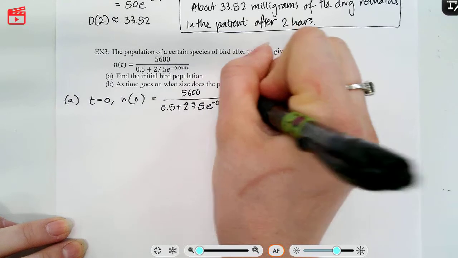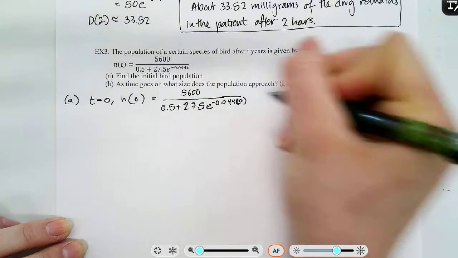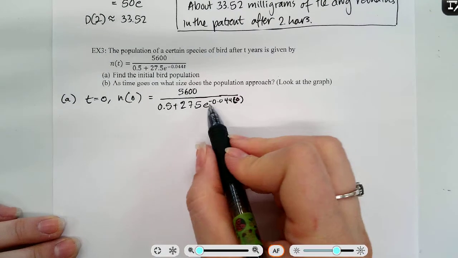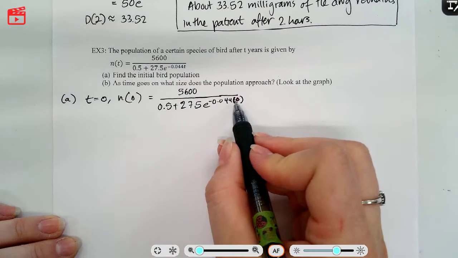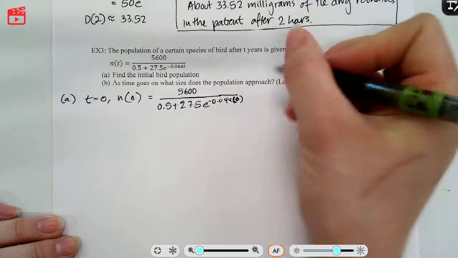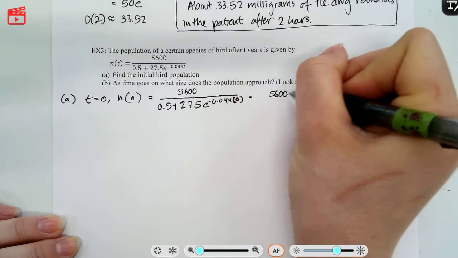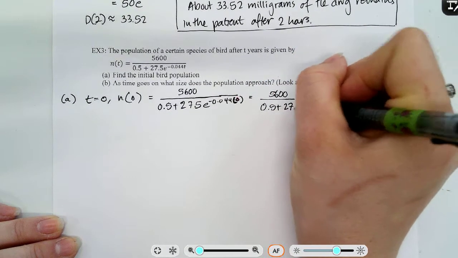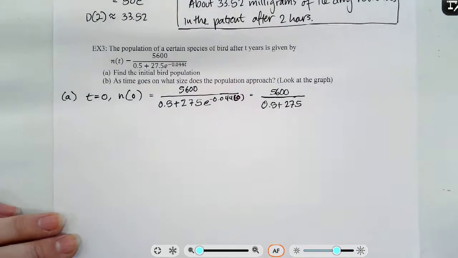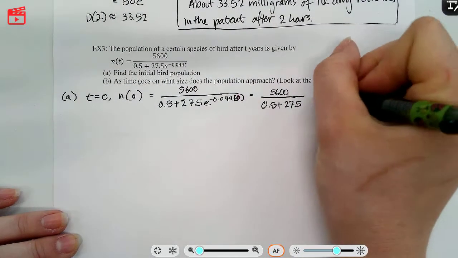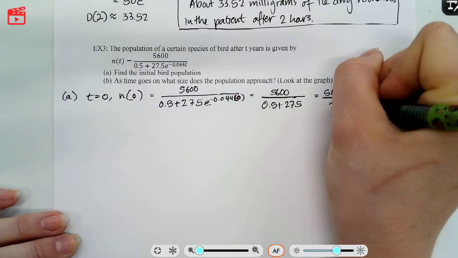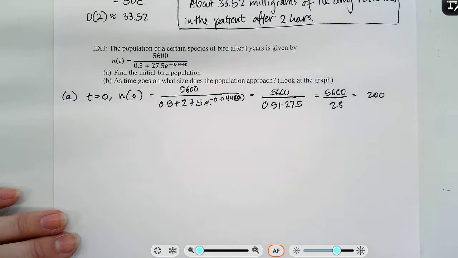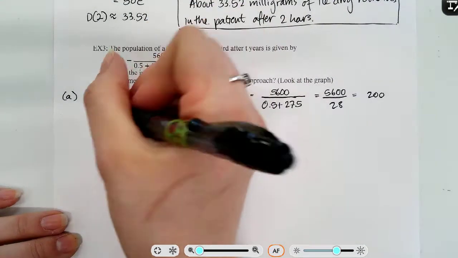All right. We want t to be 0, so we're plugging in 0 for t. Right there. Well, anything times 0 is going to be 0, so we'll end up with e to the 0 power. Which means we're going to get 5,600 all over 0.5 plus, well, e to the 0 power is just going to be 1, so we'll just be left with 27.5. All right, and then we'll get over 28, which simplified is 200. So my answer: the initial bird population was 200 birds.